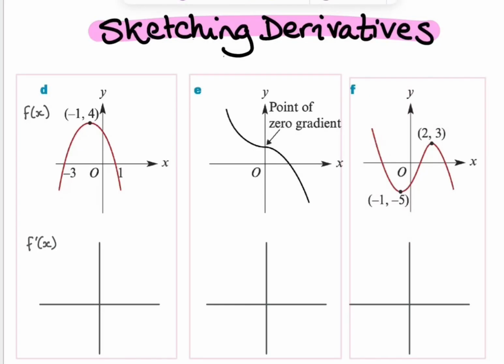Today we're sketching derivative functions, and we're sketching it from the original graph, not the function itself. So let's look on the left here. At the top, I have my original function, and on the bottom, I'm going to sketch the derivative. The first step is to always look at where there is a zero gradient.